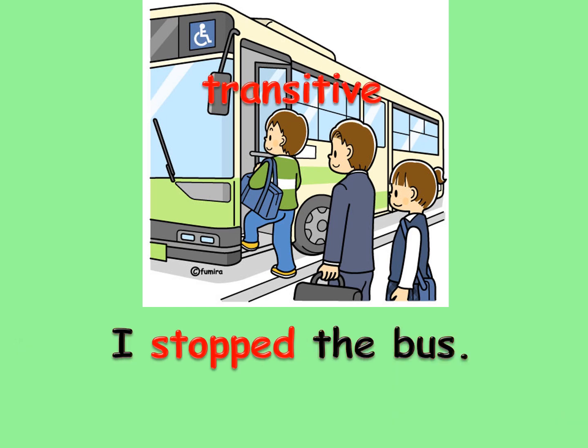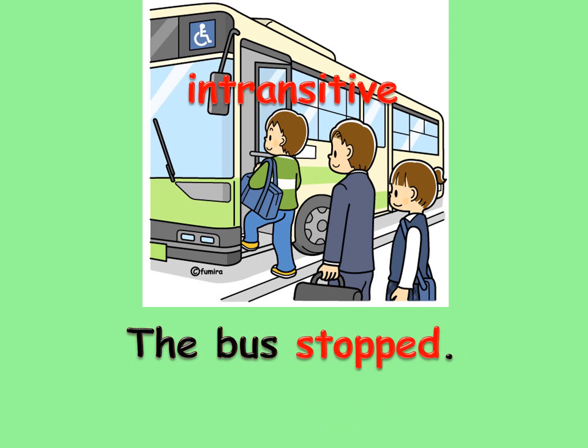Then, how do we say this in Japanese? I stopped the bus is バスを止めた. 止めた is the past tense of 止める, and 止める is a transitive verb. On the other hand, the bus stopped is バスが止まった. 止まった is the past tense of 止まる, and 止まる is an intransitive verb.